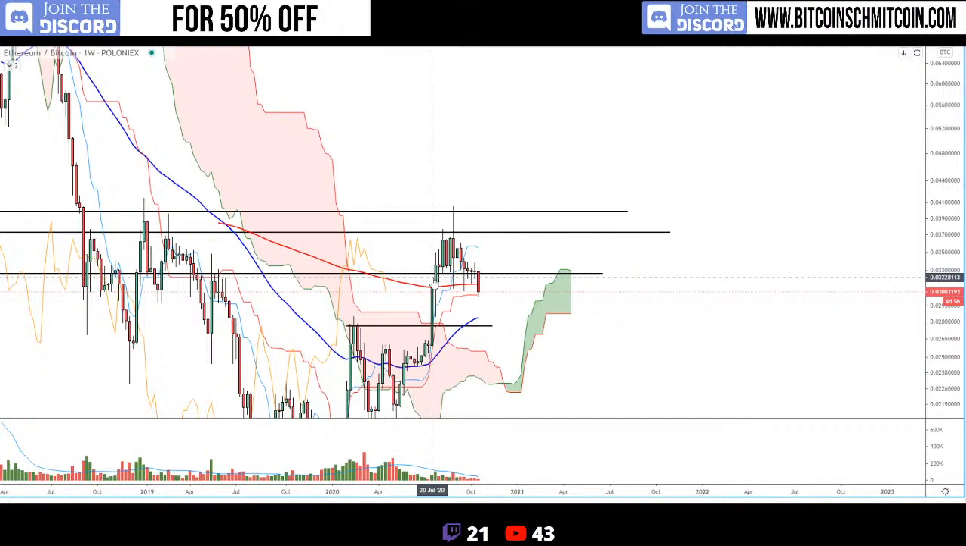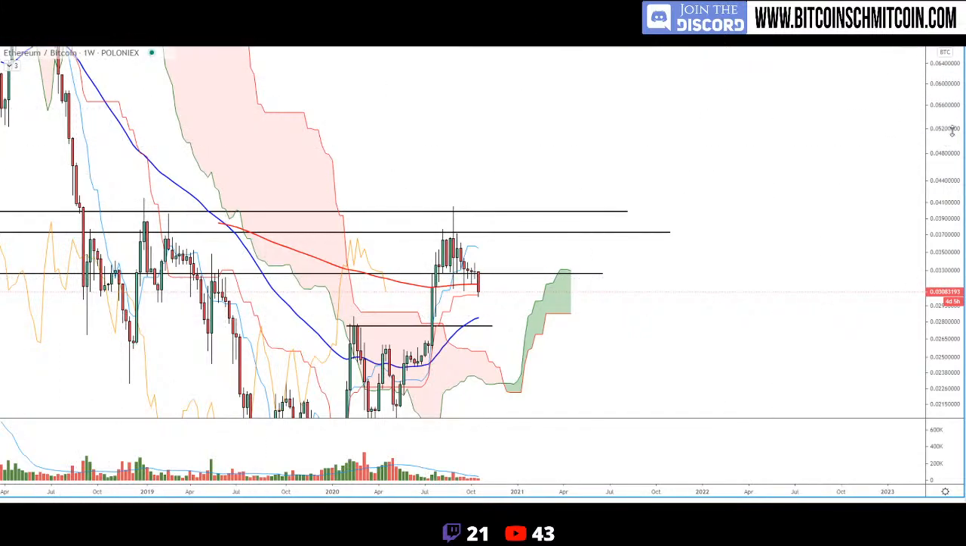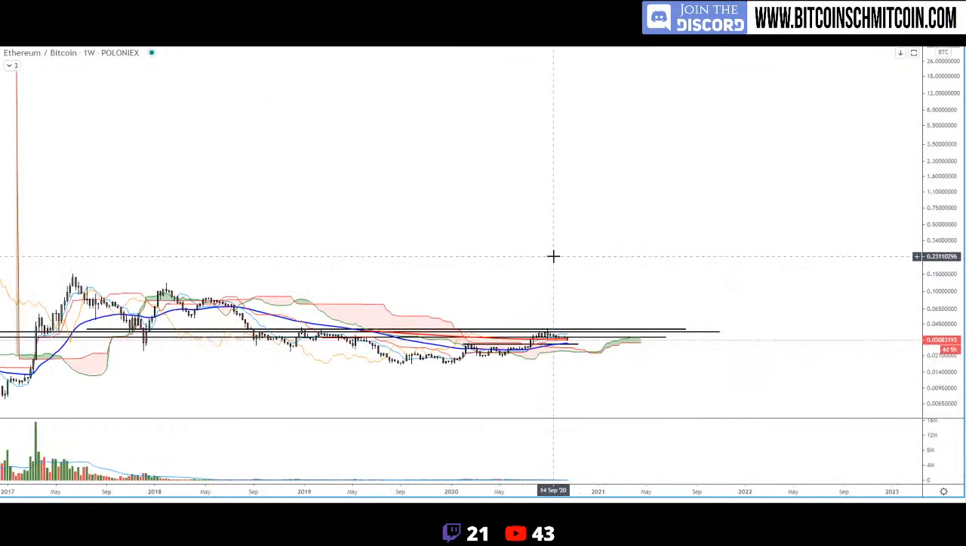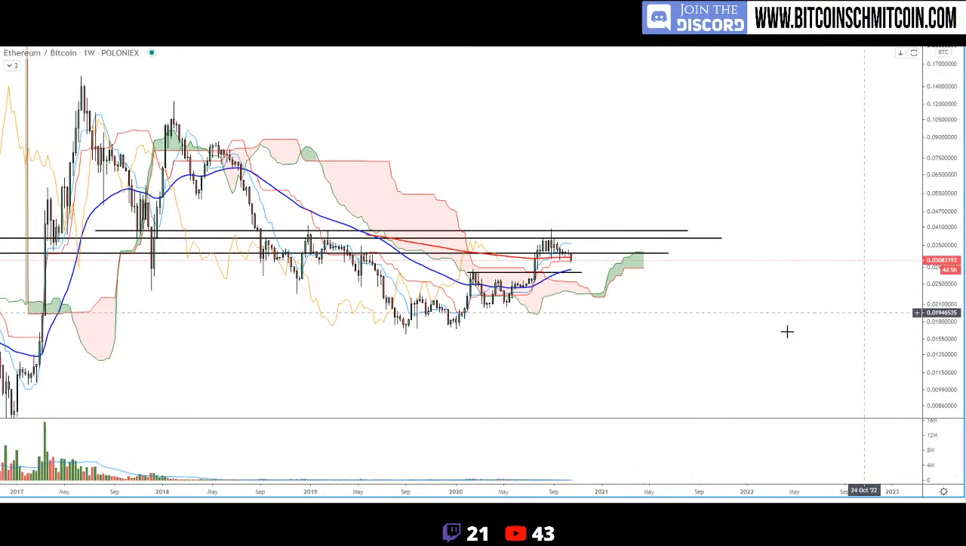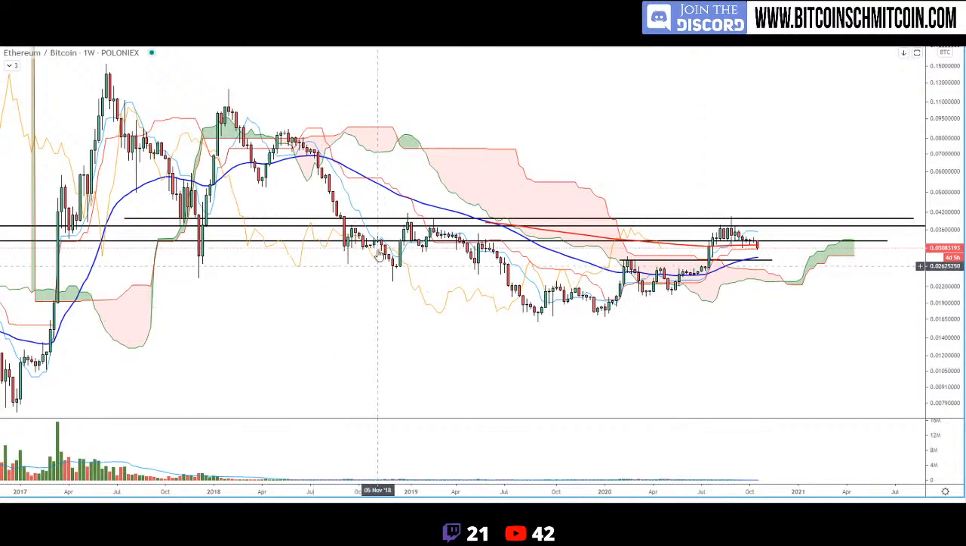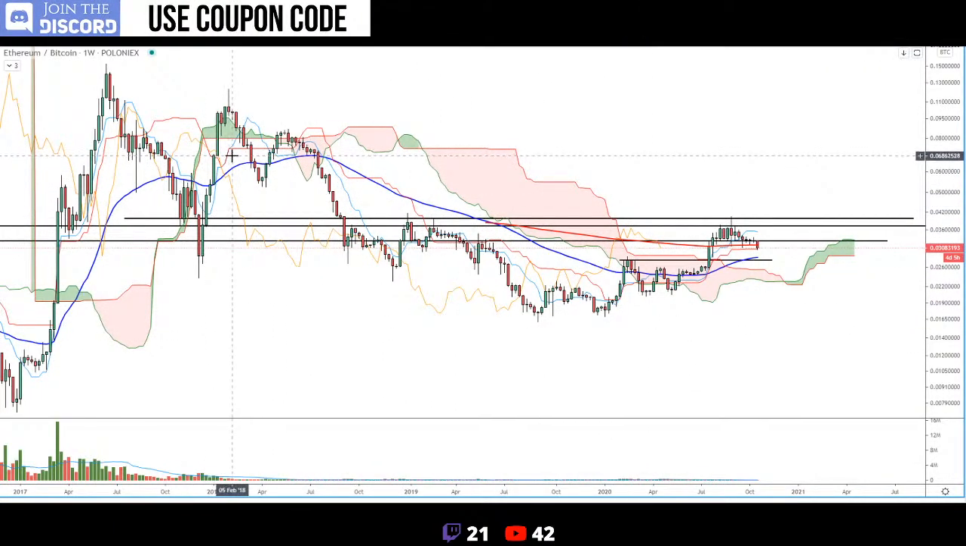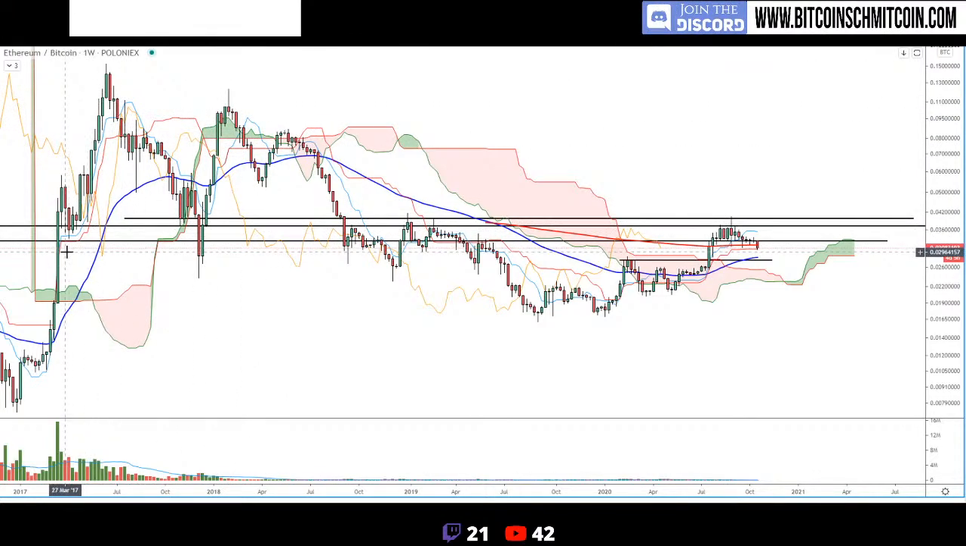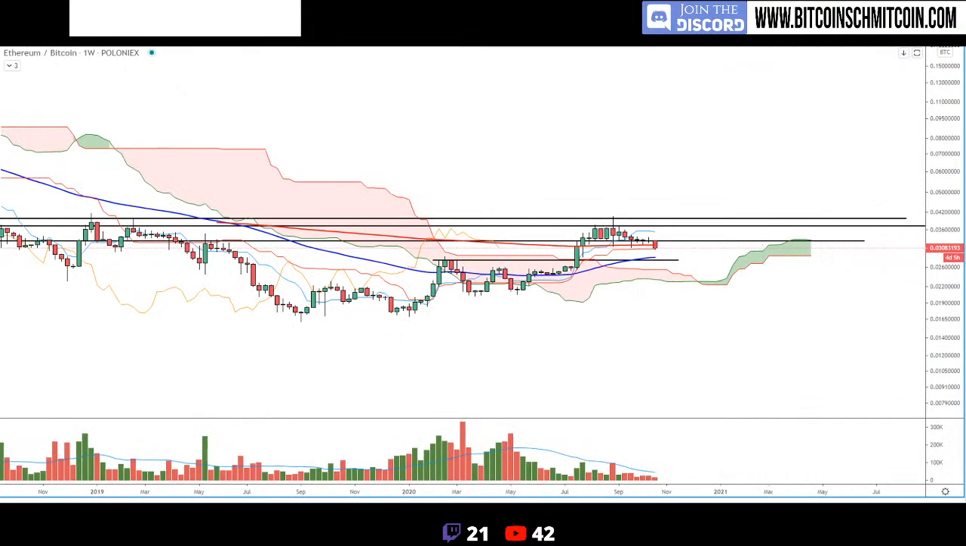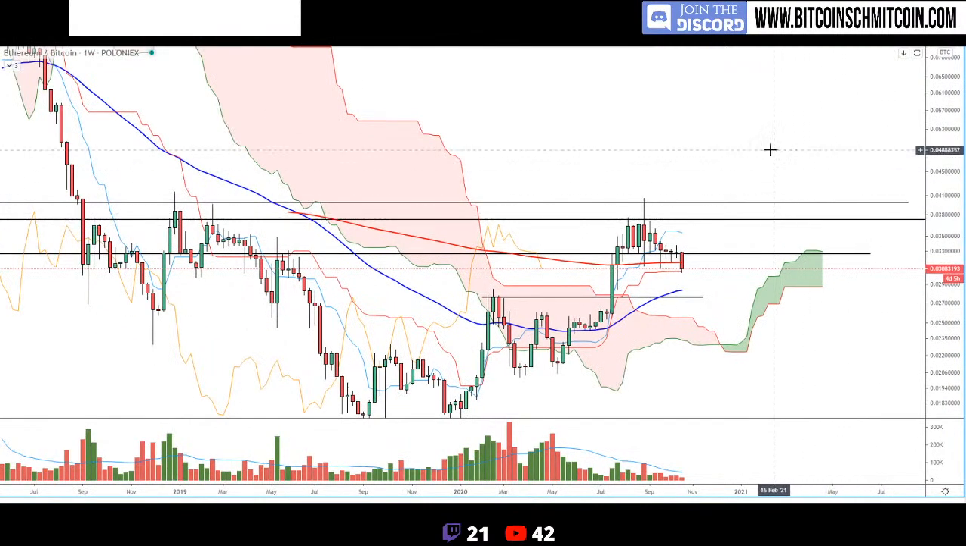But ultimately, this is full bull. Ether Bitcoin is full bull. And I have it on Poloniex because it has a lot of price history. And what we can see here is that this is the first time it's been above the cloud since early 2017. First time above the weekly cloud.